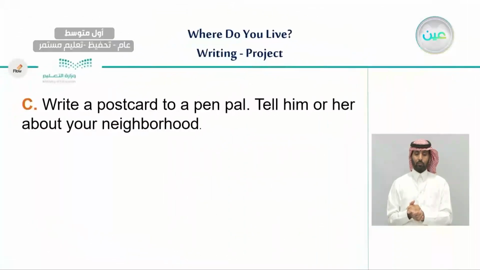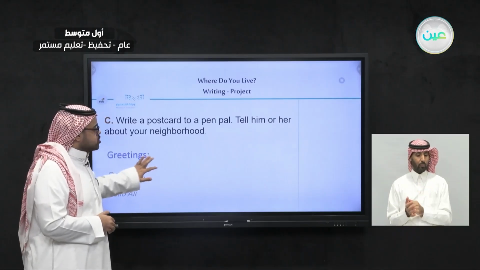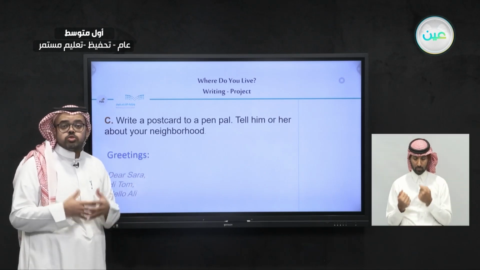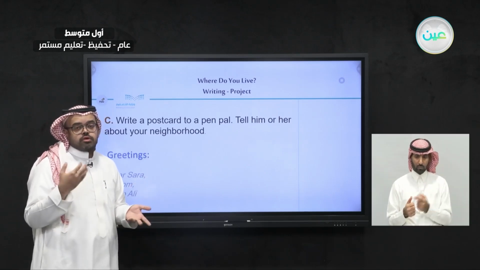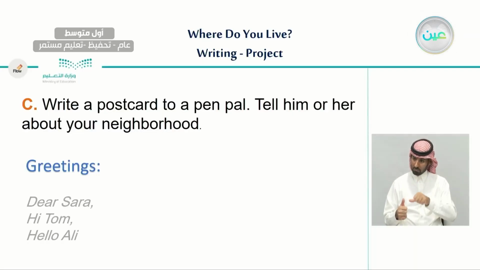Now, another exercise I would like you to do is to write a postcard to a pen pal and tell him or her about your neighborhood. Just try to write about the things that you have in your neighborhood, places, describe the people, and remember that you should start your postcard with greetings, as Robert did. What kind of greetings should you write? You have more than one choice. You can write, for example, Dear Sarah, or Hi Tom, or Hello Ali. You can choose any of them to start your letter or your email.